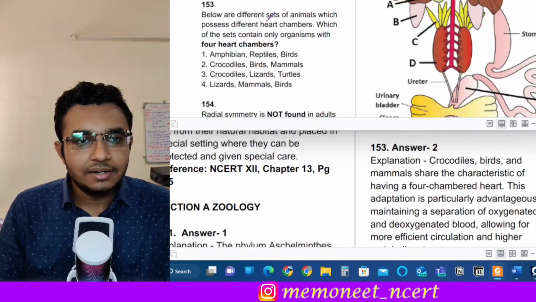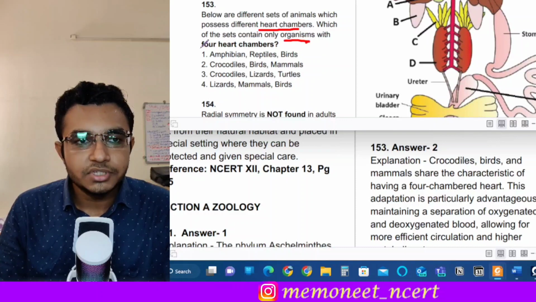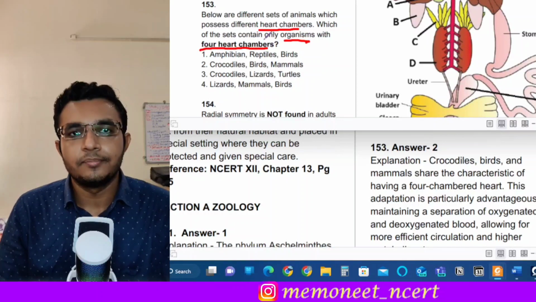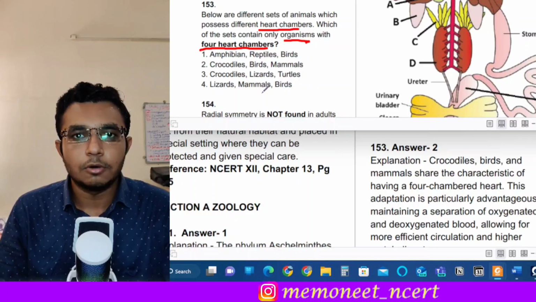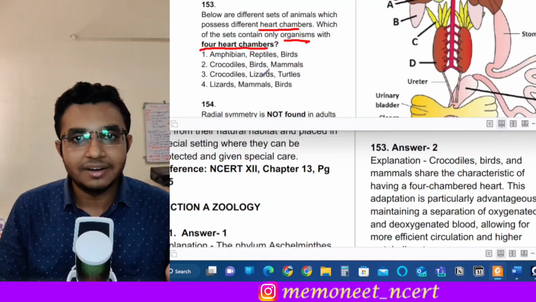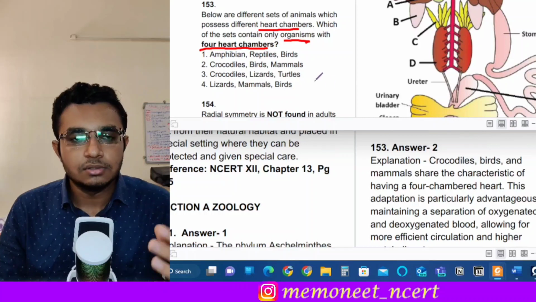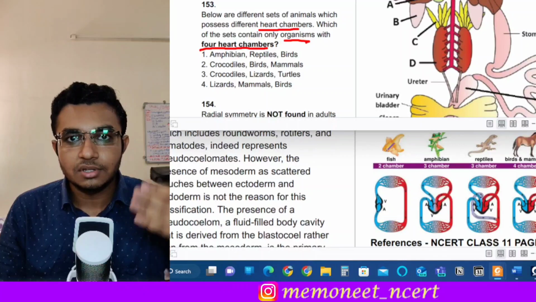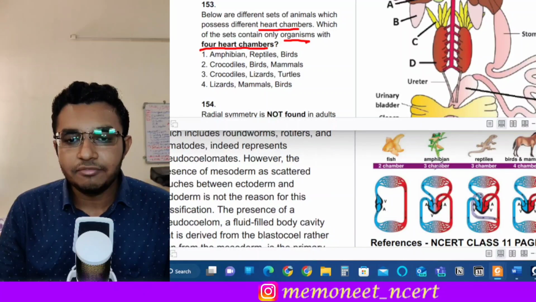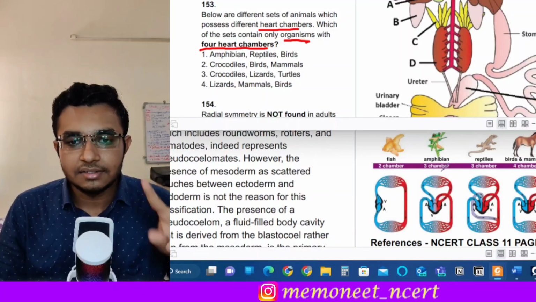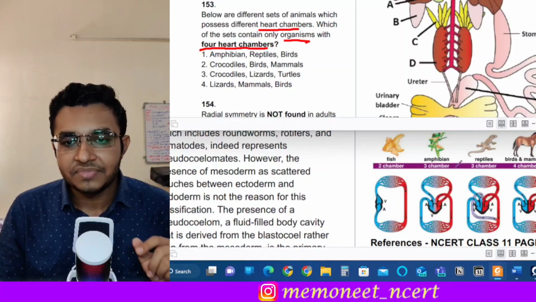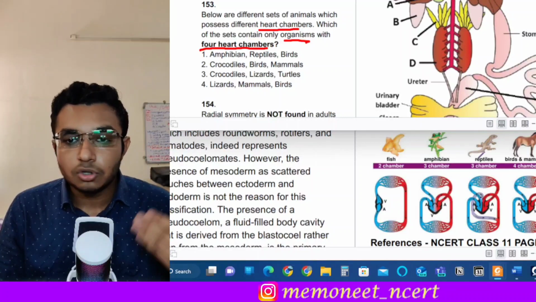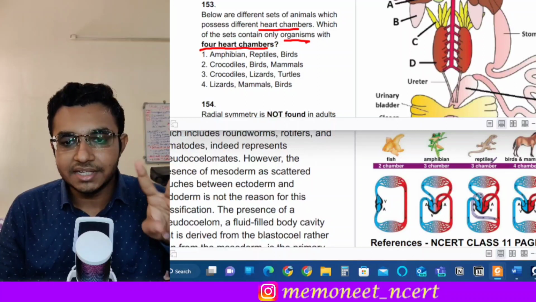153. Below are the different sets of animals which possess different heart chambers. Which of the sets contain only the organisms which contain 4 heart chambers? So there are certain organisms given in the options, and you have to identify which of them contain 4 heart chambers. As we know, in the fishes there are 2 chambers, 1 atrium and 1 ventricle. In amphibians there is a 3-chambered heart, that is 2 atria and 1 ventricle. Then the reptiles are there. Reptiles also have a 3-chambered heart. They have 2 atria and 1 ventricle.